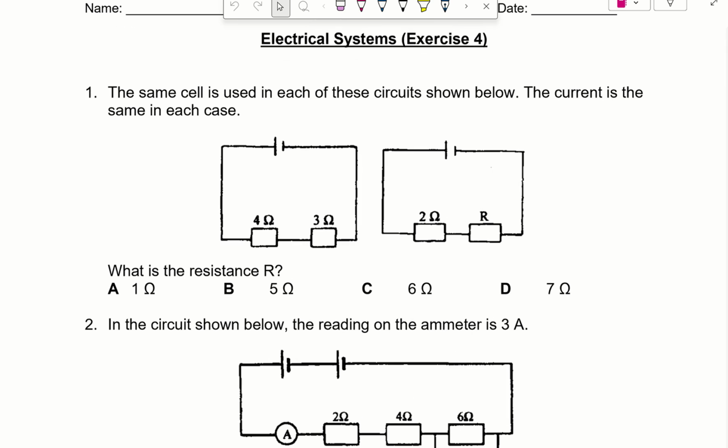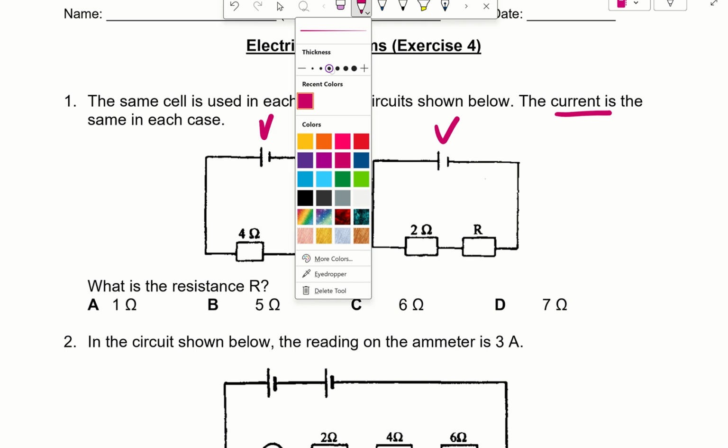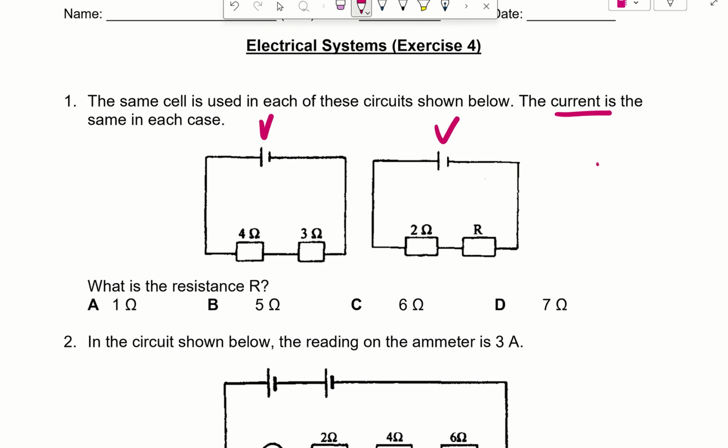Okay, let's start. The same cell is used in each of these circuits shown below. The current is the same. So if I have the same cell, that means they have the same voltage, okay? And then they tell me that the current is the same. Now the formula to apply is V equals IR. If the voltage is the same, the current is the same, that means R must be the same for both circuits.